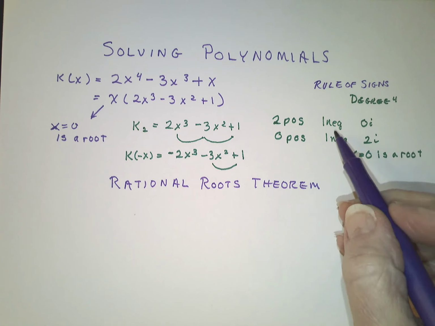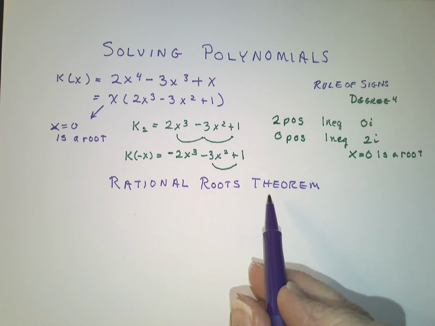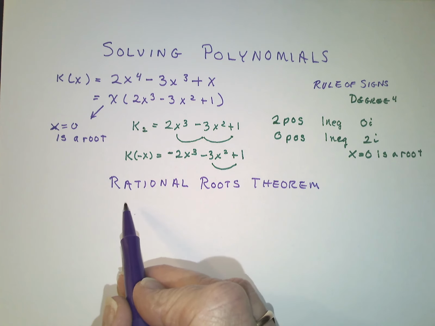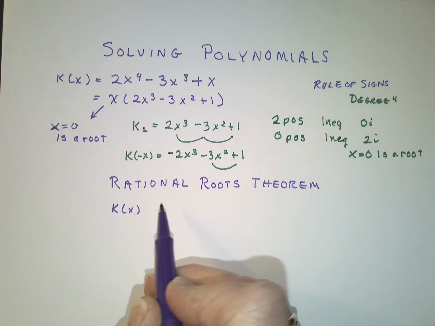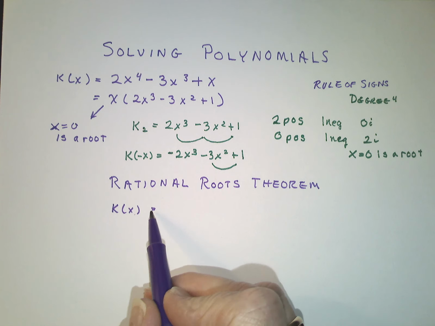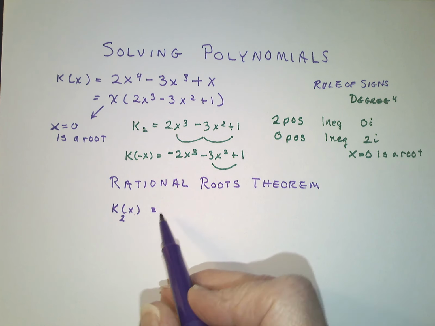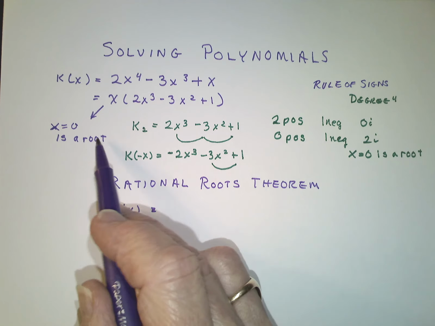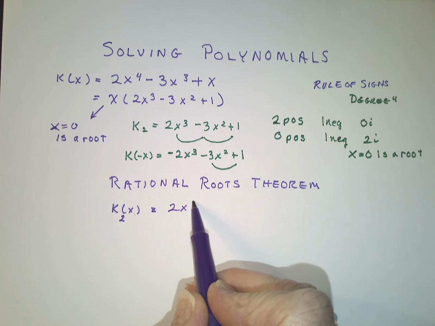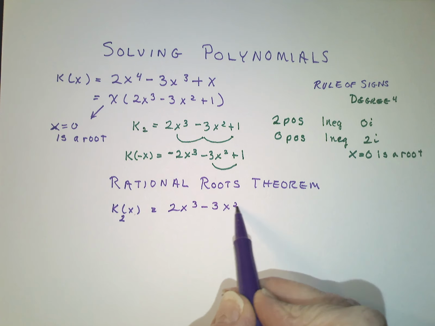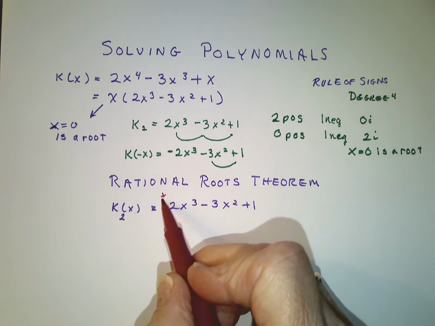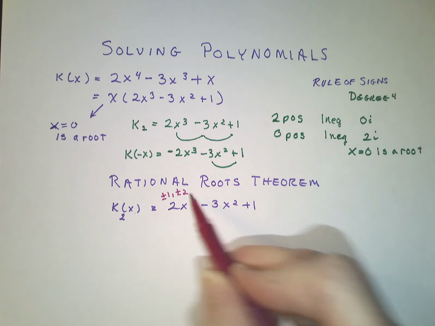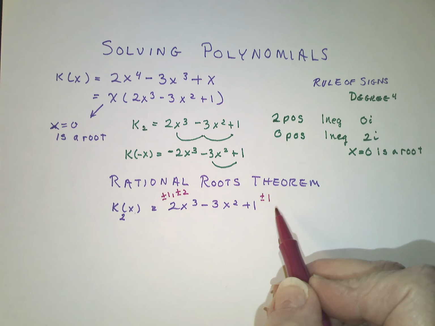We've taken care of that. We know 0 is a root. We know we're going to have one negative root. So the rational roots theorem, if we have that k of x equals, I'm going to do k2 of x because we already have taken out the common factor. Then the factors of the leading coefficient are plus and minus 1, plus and minus 2. Factors of the constant are plus and minus 1.